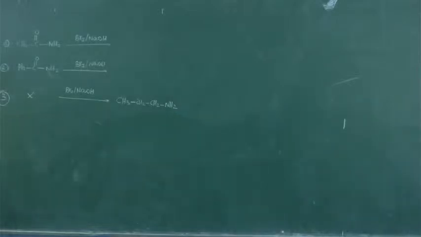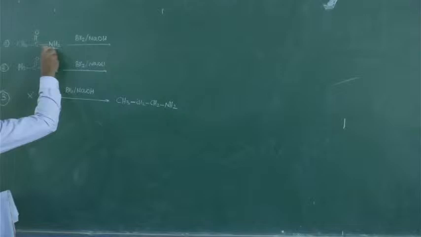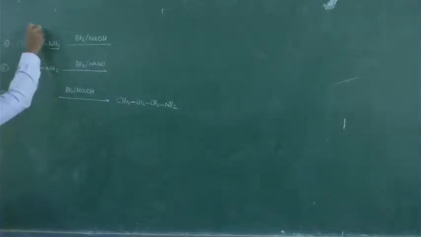So what product will you get for this case? The moment you see the amide and Br2/NaOH, it is the Hoffmann bromamide reaction. This is a primary amide. You replace the CO.